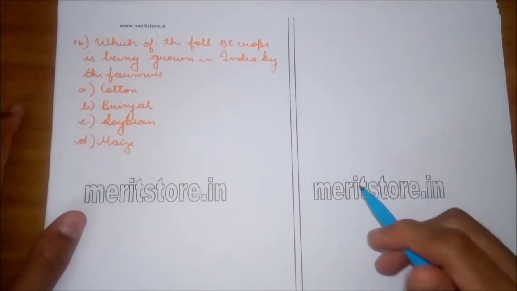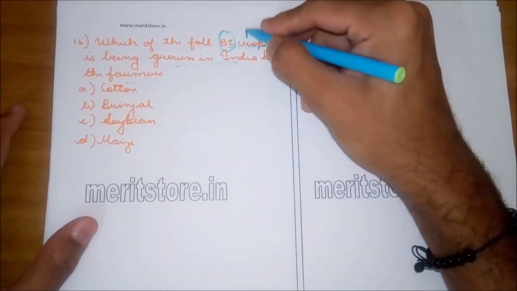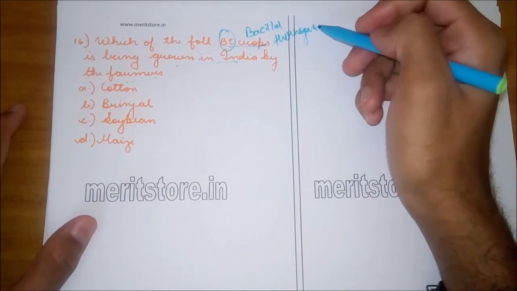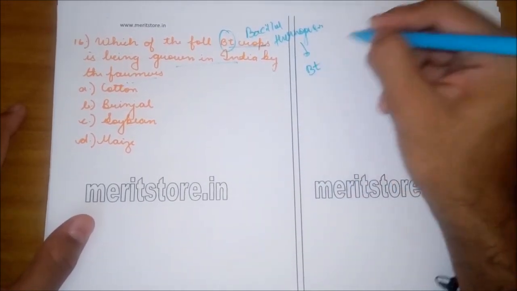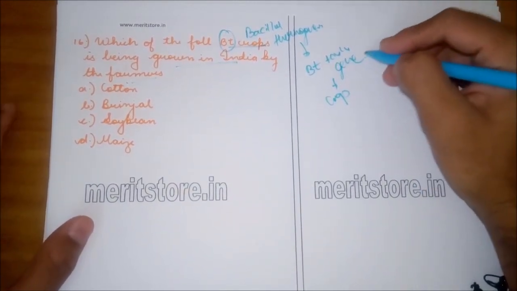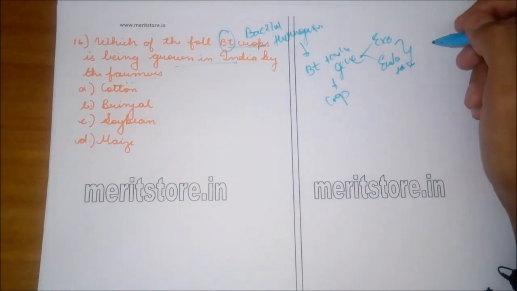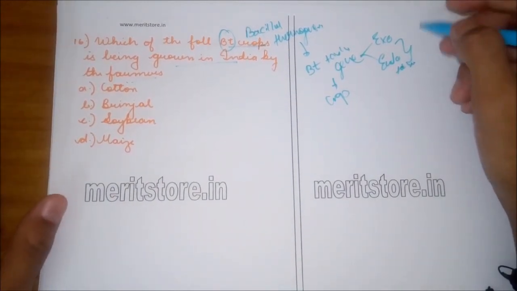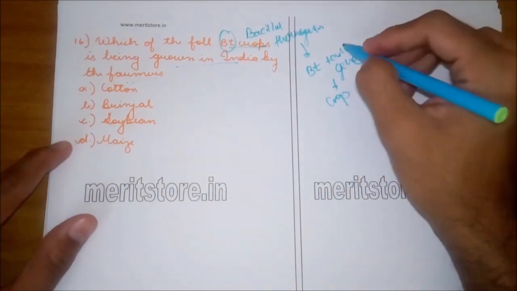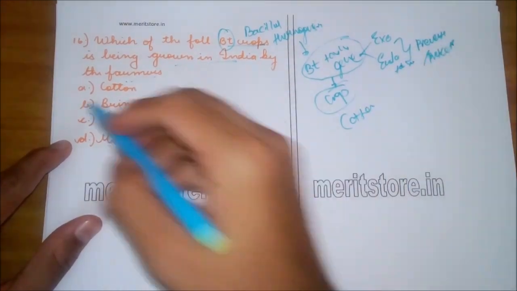Question number 16. Which of the following BT crops is being grown in India by the farmers? Bacillus thuringiensis is the full form of BT, which is nothing but incorporation of the BT toxin gene into the crop. So it releases exo as well as endotoxins, which prevent damage from parasites or any insects, so it protects the crop. The first crop which was used with this BT toxin gene was cotton. So option A is the correct answer.